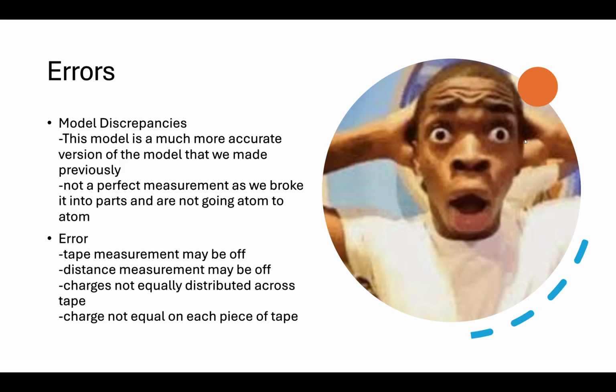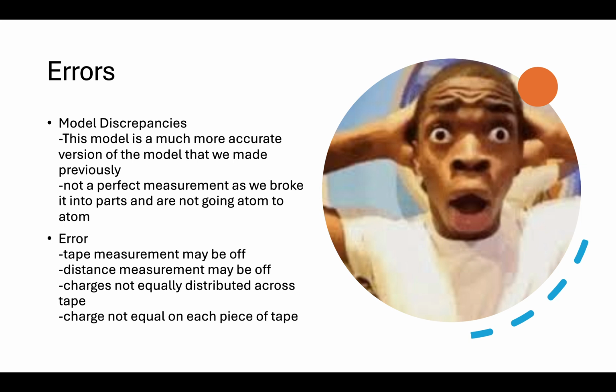And then some of the errors that we made. So there are some model discrepancies. The model we made is a much more accurate version than the one that we previously made, although it's still not a perfect measurement as we broke it into parts and we're not going atom to atom. So when we break it into big parts the way we have, the charge is not exactly equal throughout the whole piece that we've cut up. So it could be different.